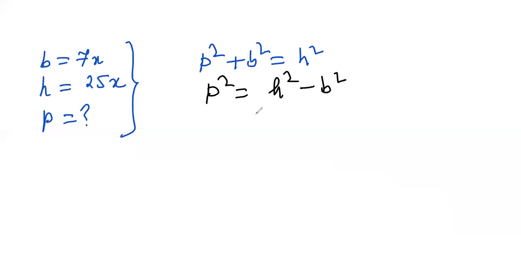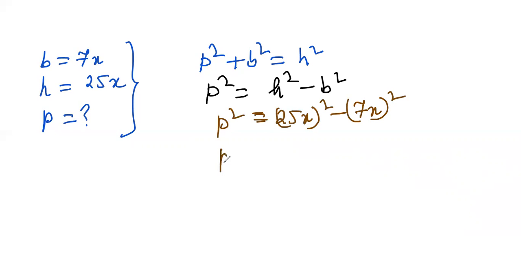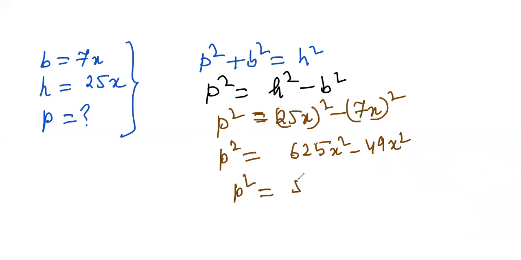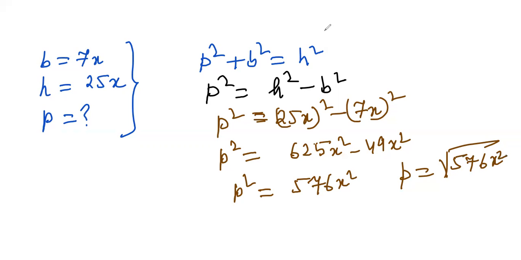And what is the hypotenuse over here? Hypotenuse is 25x. So I'll put the value. What is base square? That is 7x whole square. So perpendicular square will be 625x square minus 49x square. And this will come to 576x square. So perpendicular, therefore, will be root over 576x square. And you know that root over 576 is 24. So this is 24x. So perpendicular we have got.